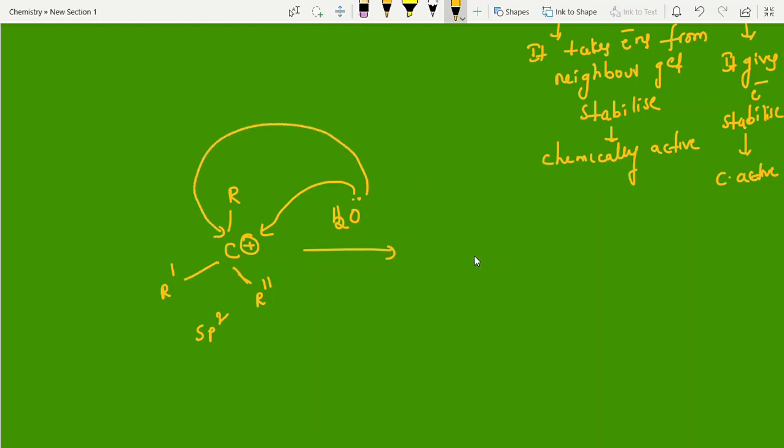Retention. If it is front attack, see what is the condition. See R dash, R double dash. Here what is this? OH. See what is the chemistry. Oxygen has two lone pairs of electrons, one lone pair of electrons is given to this one.